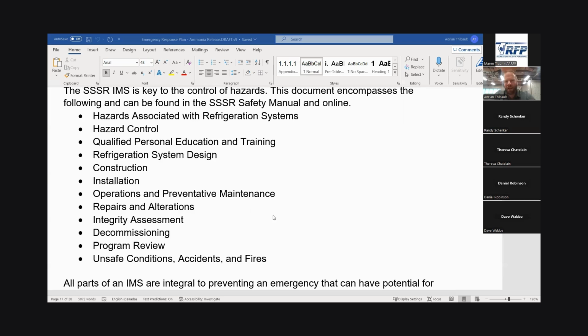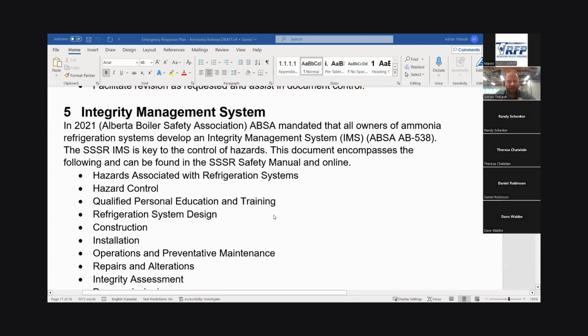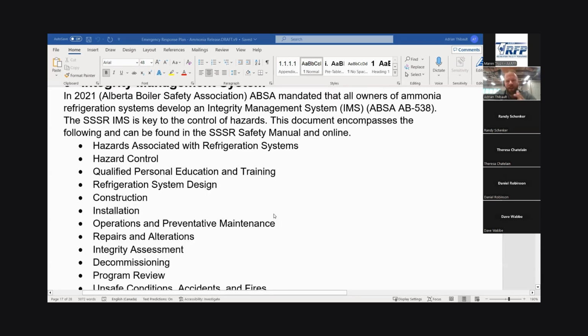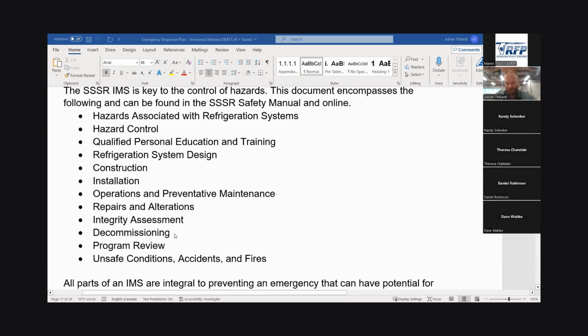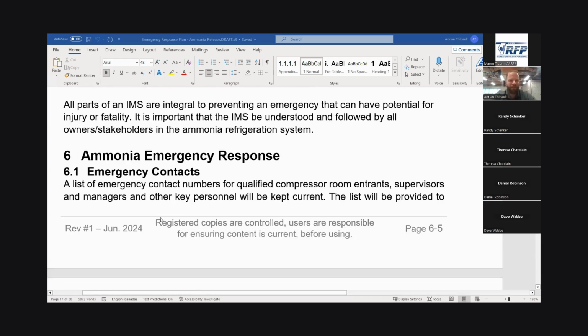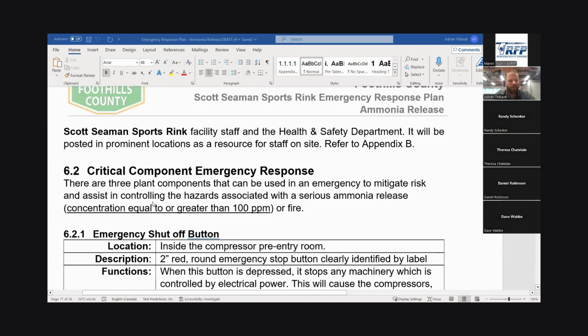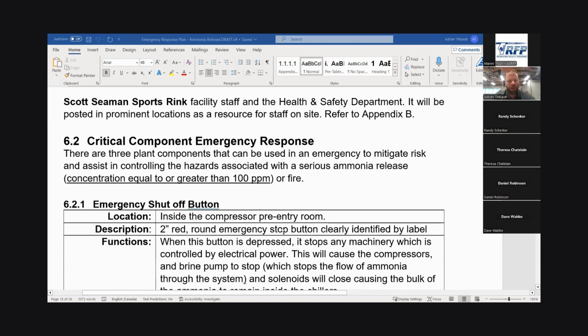So that's the IMS. It's another thing. I just put that down as another topic because it's an integrity management system, so it's part of the ERP in that you do the integrity management system to limit the chances of an emergency happening. Right? You're testing your brine to make sure that emergency doesn't happen. You're decommissioning equipment properly, so you're making sure emergencies don't happen. The construction, same thing. So it's part of it.